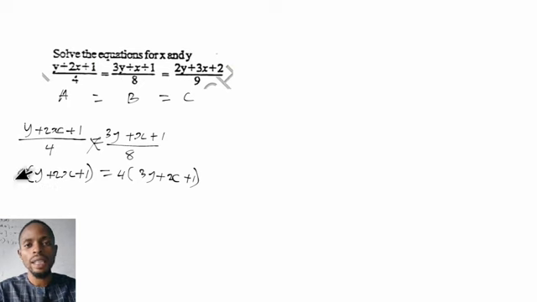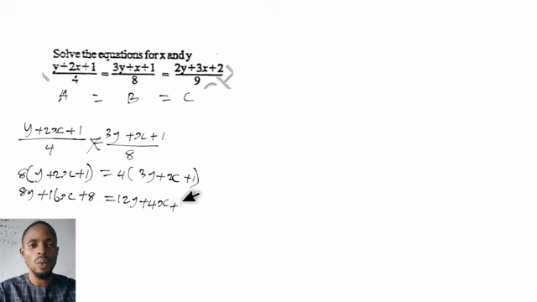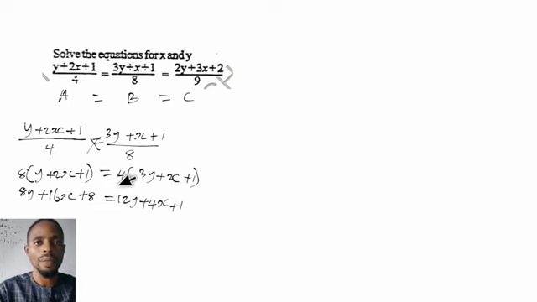When you open the bracket, 8 times y gives 8y, plus 8 times 2s gives 16s, plus 8 times 1 gives 8, equal to. On this side, you open the bracket the same way: 4 times 3y gives 12y, plus 4 times s gives 4s, and plus 4 times 1 gives plus 4. So we have opened the brackets now.